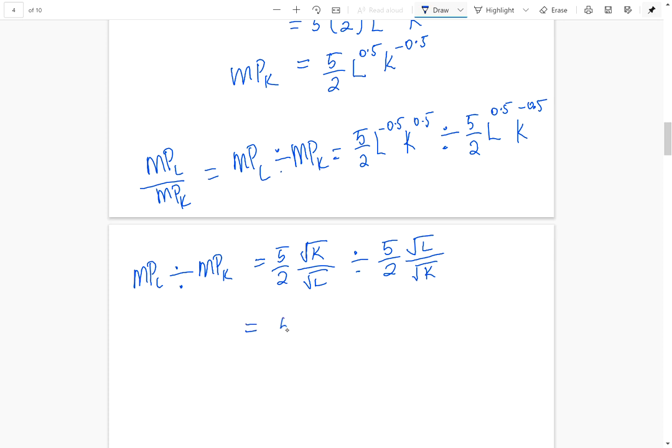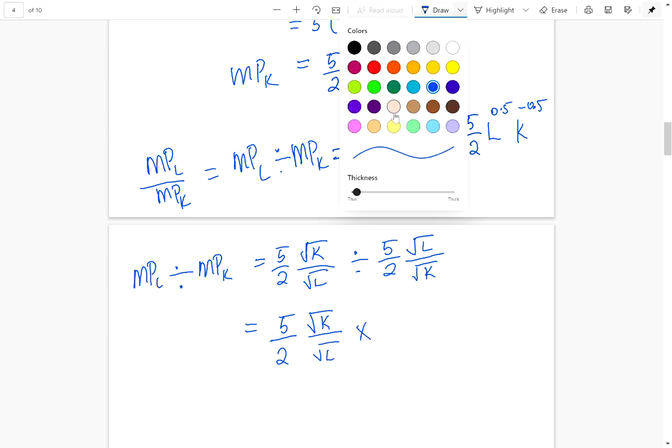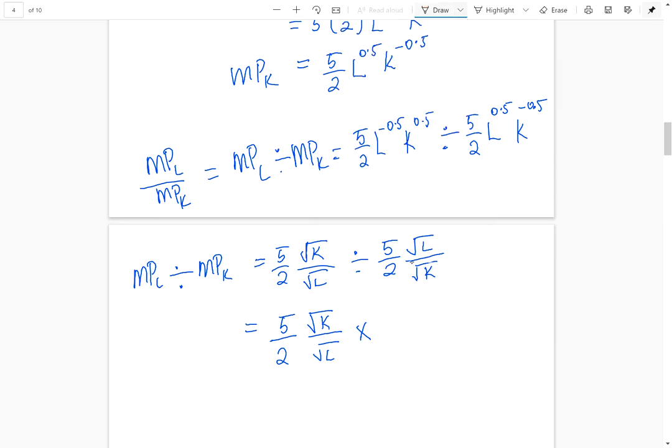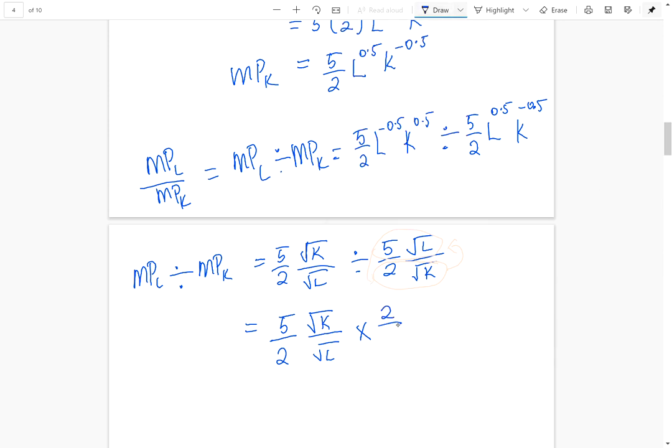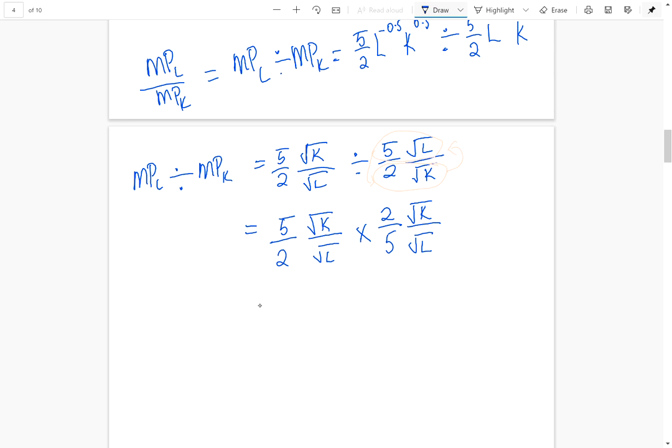So we can convert this to the multiplication sign. So this would be equal to the 5 over 2 times the square root of K over the square root of L times, what that means, convert it to multiplication, is that we're going to bring this to the top and take this down. So we end up with 2 over 5 square root of K over square root of L. Okay, with that multiplication sign, and then we can cross some stuff out.